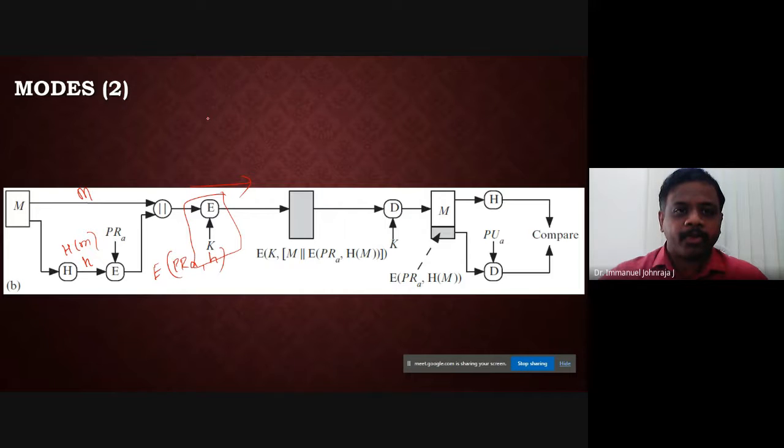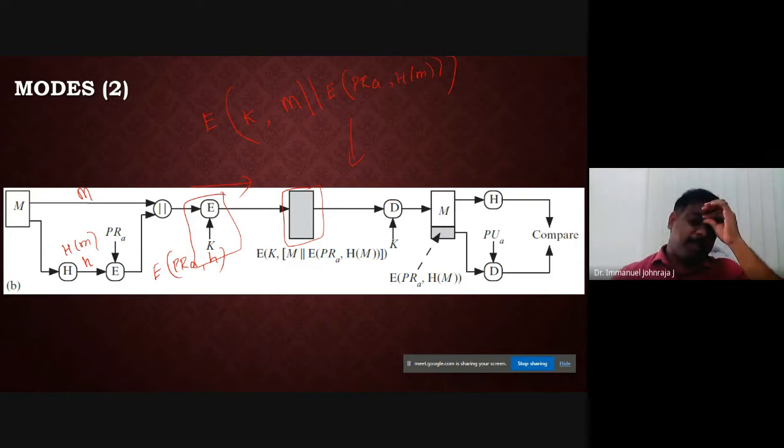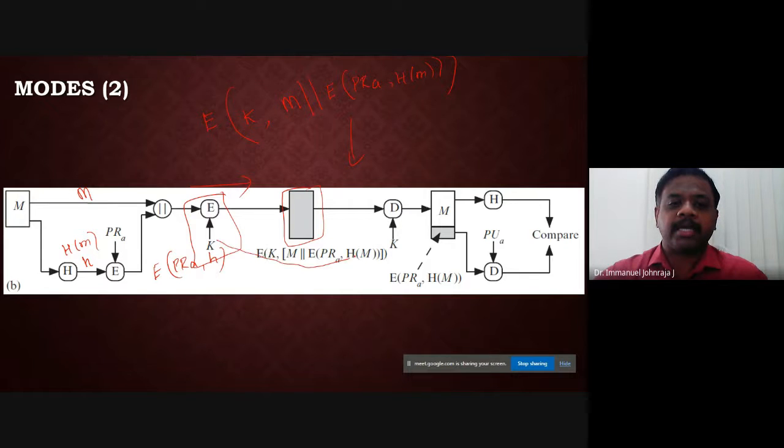So what happens? You are encrypting something. What do you encrypt? Using the key. What are the things which are appended? The message is appended with a value which is already encrypted by the private key of A. What has he or she encrypted? The h of m. Okay, so this is what is sent in this box.